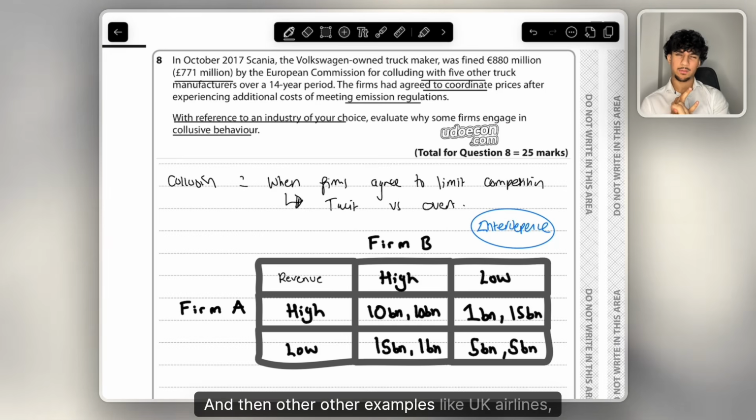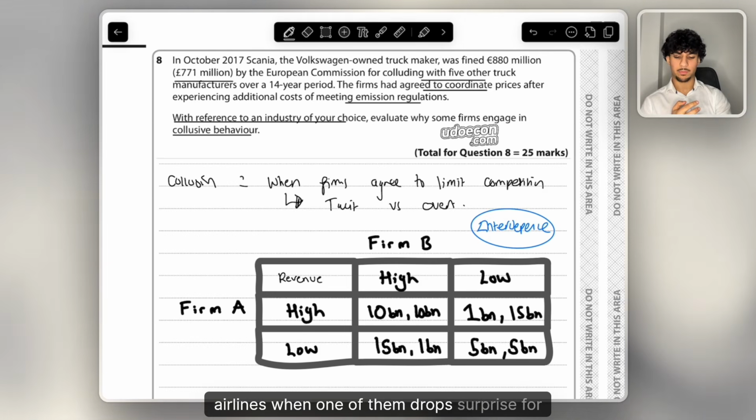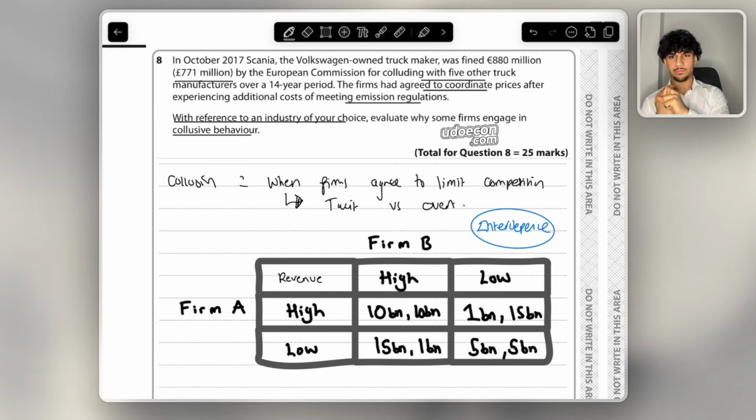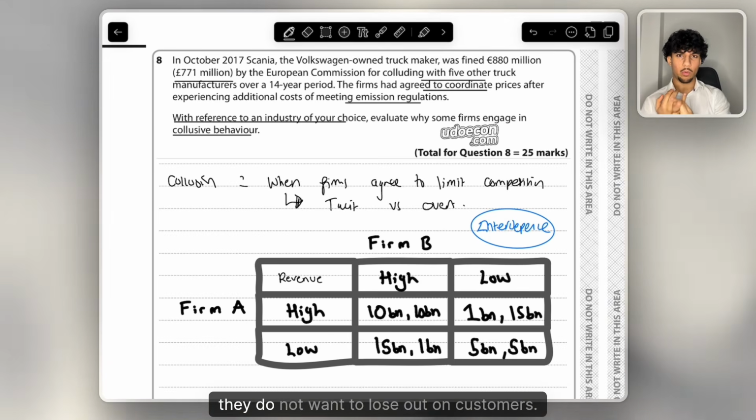And then other examples like UK airlines, things like Ryanair versus Jet2, both budget airlines. When one of them drops the price, for example, from London to Barcelona, the other ones will respond by dropping them, as they do not want to lose out on customers.